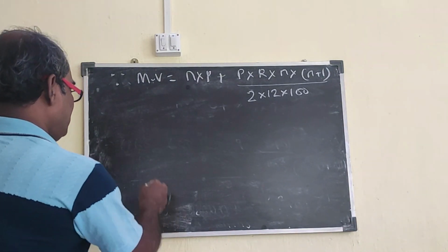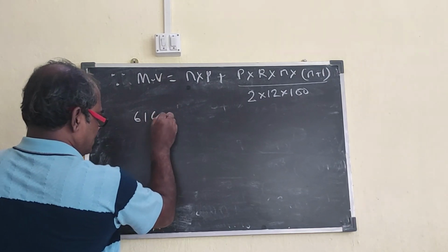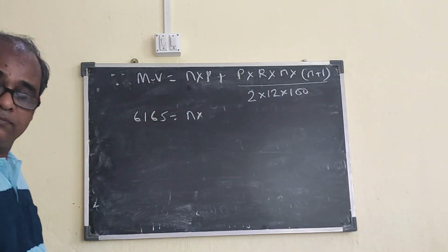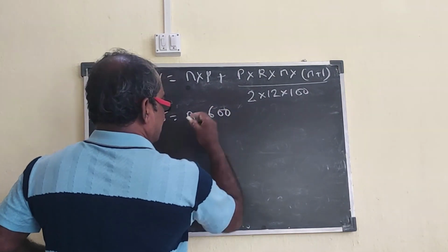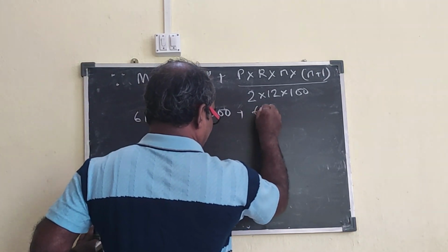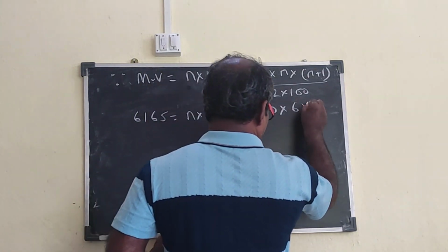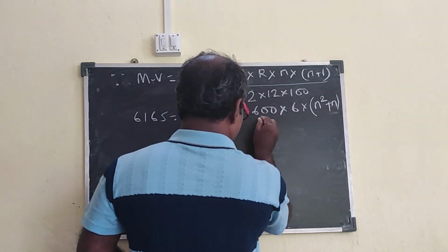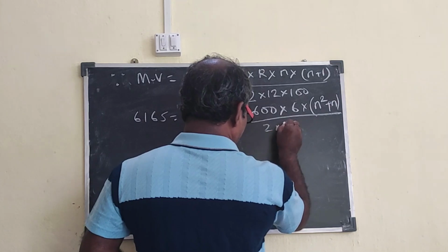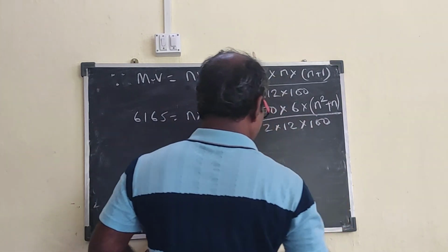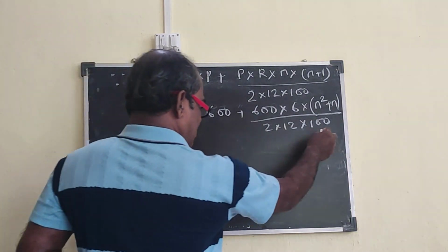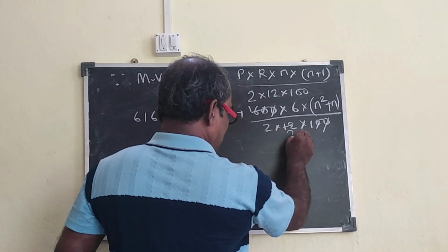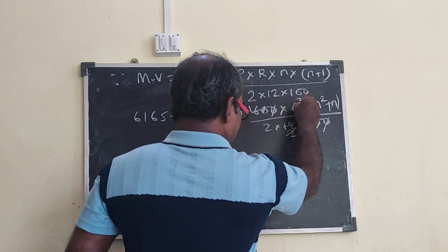Since the maturity value is given, rupees 6165 is equal to n into the principal was 600 plus 600 into 6 into n plus 1 will become n square plus n by 2 into 12 into 100. So from this the 100 gets cancelled off. 6 ones are 6, 6 twos are 12, 2 ones are 2, 2 threes are 6.